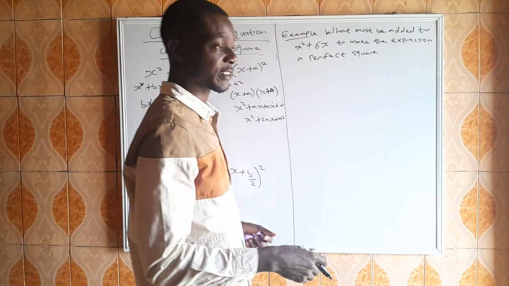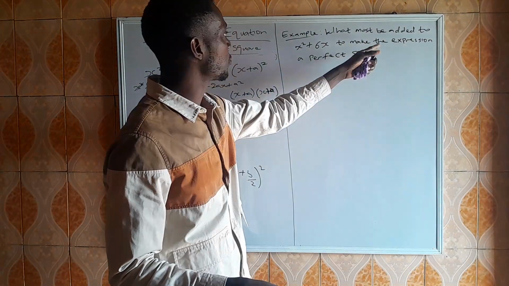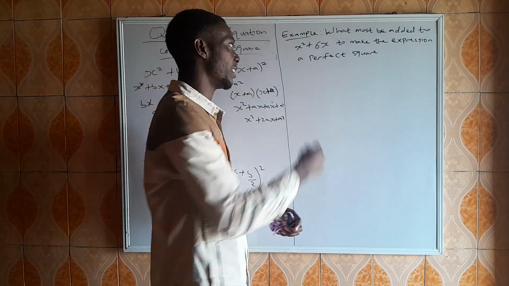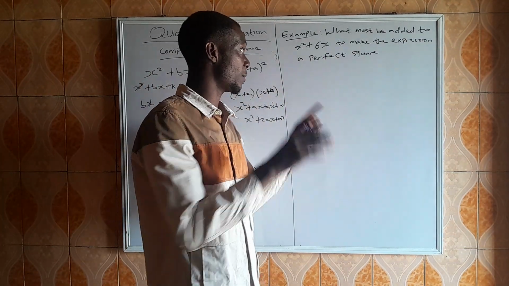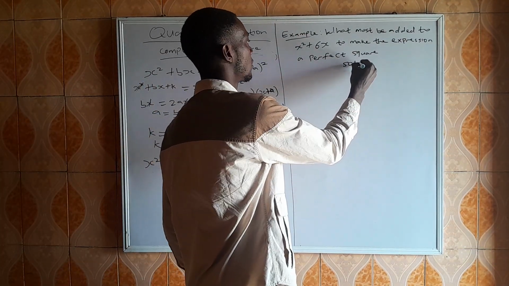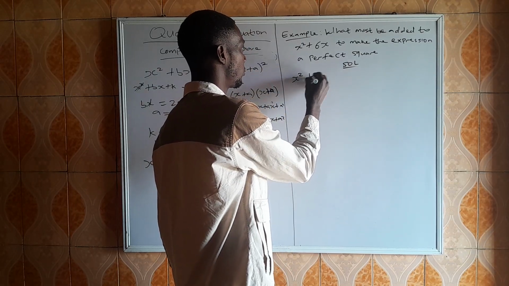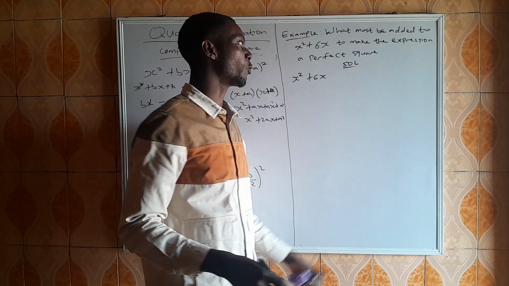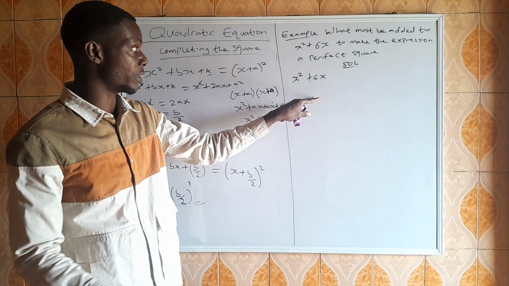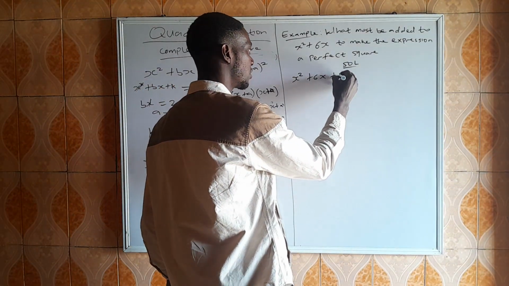Well, let's check out this example. Now, what will be added to s squared plus 6s to make the expression a perfect square? You have s squared plus 6s. Now, we want to make this expression a perfect square. That means we need a constant value.